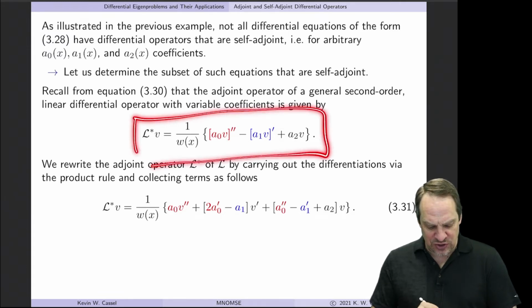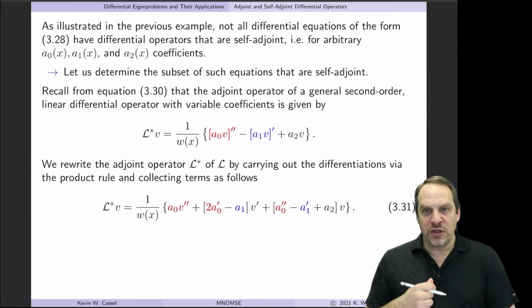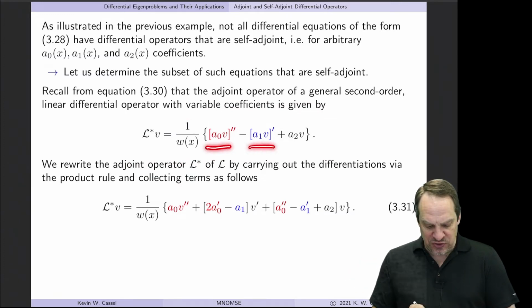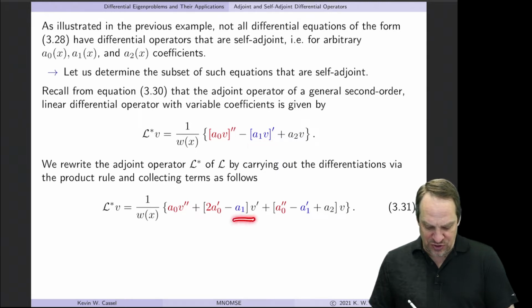Okay, so this is the general result from the previous video, and you should take a look at that if you have not already. So let's expand out these derivatives. Let's use the product rule on these, and I've color-coded them so you can see where all the terms come from. So the product rule on the derivative of A1 times v gives you this term and this term. This product rule here with the second derivative gives us these three terms.